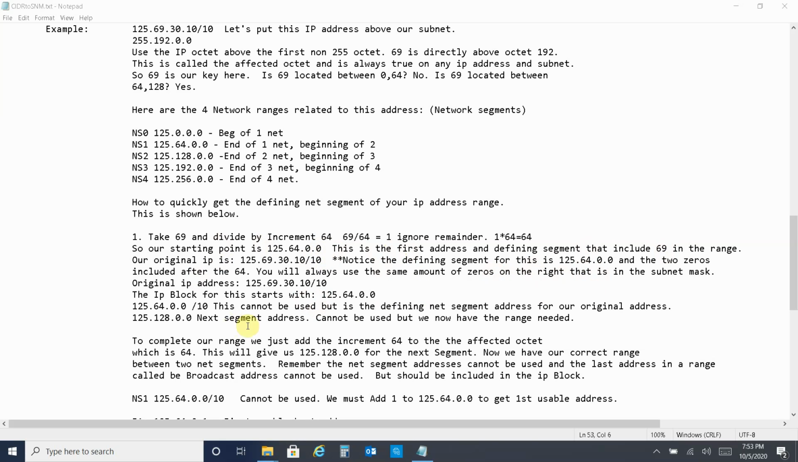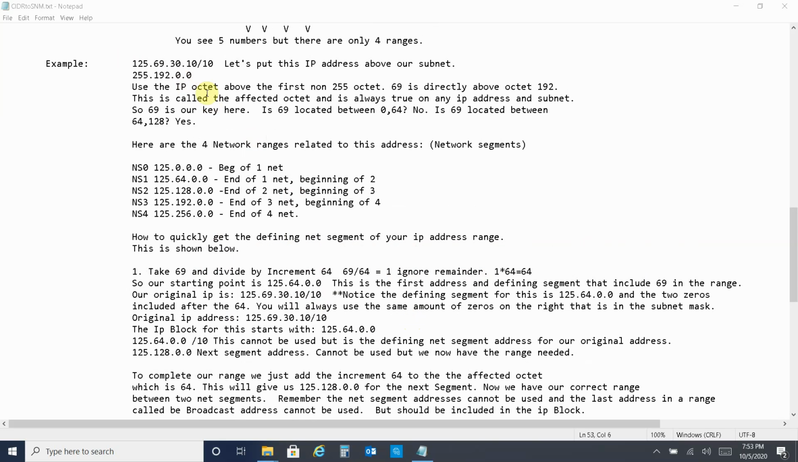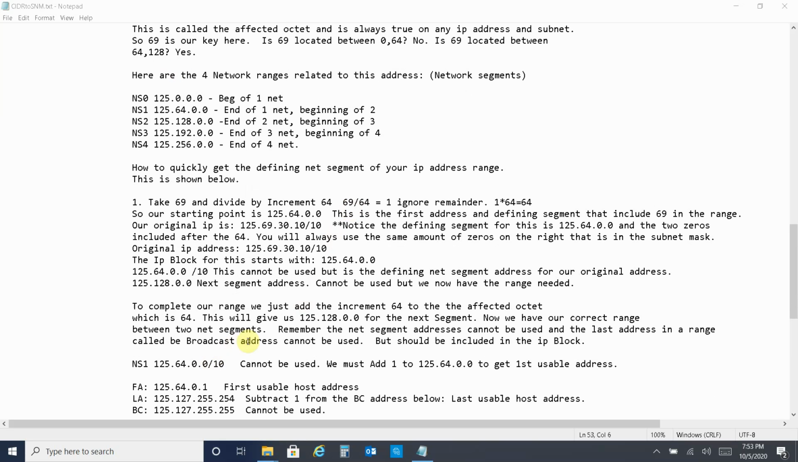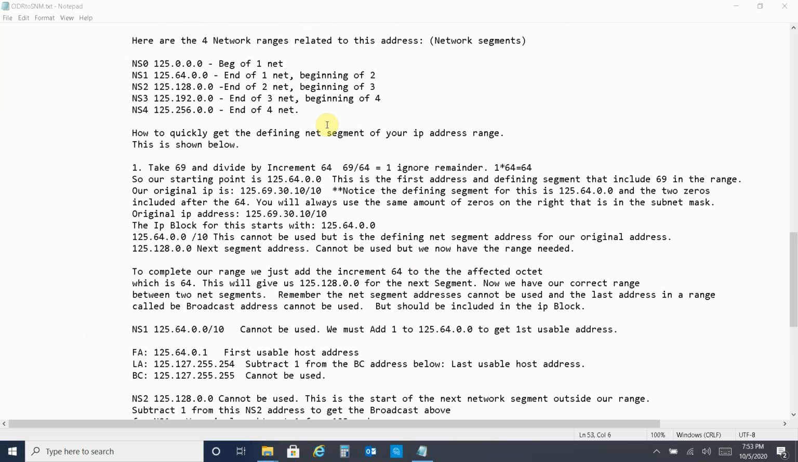I've already explained that. You'll always use the same amount of zeros on the right as in the subnet mask. So you go back up here, you look at that, and it makes sense. You'll see that. Okay? So the IP block with this is 125.64.0.0. Now, this cannot be used because it's the net segment. It's our mathematical address. Routers use it. The math uses it. We can't use it for host.